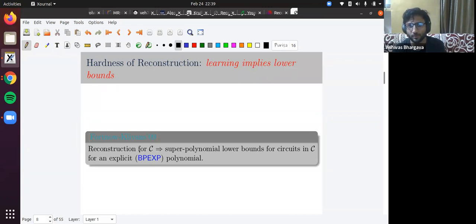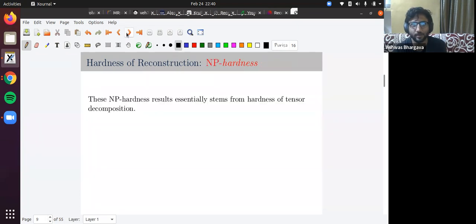Anyway, the moral of this result is you should only try to do reconstruction once you have lower bounds. If you don't have lower bounds, it's a harder problem to do reconstruction. So that's one reason, because lower bound is so hard to get. That's another reason why reconstruction should be hard as well. There are some NP hardness results.